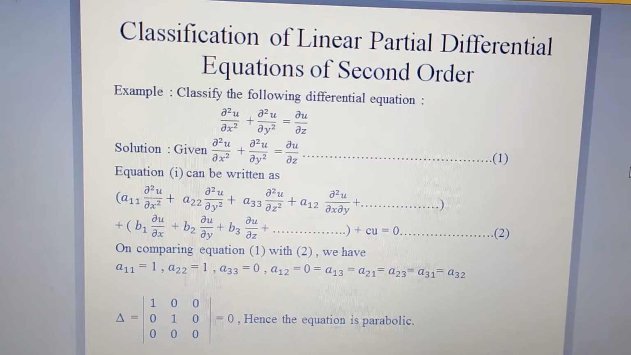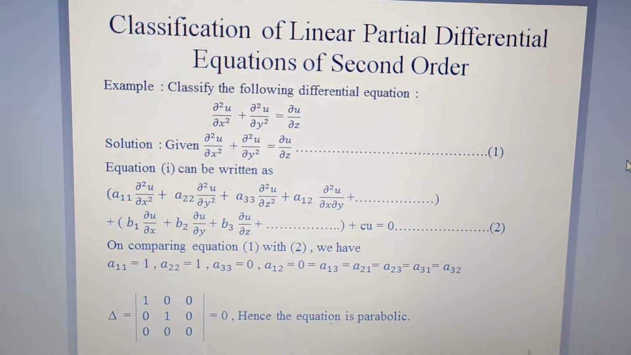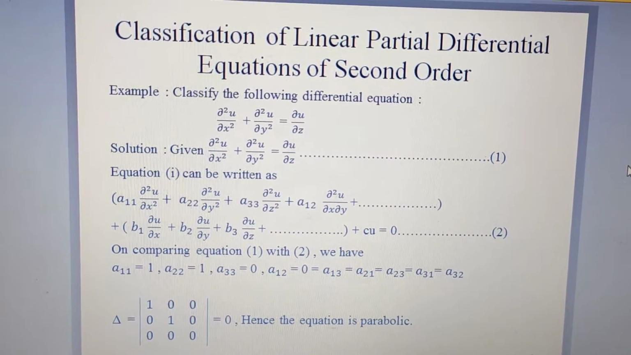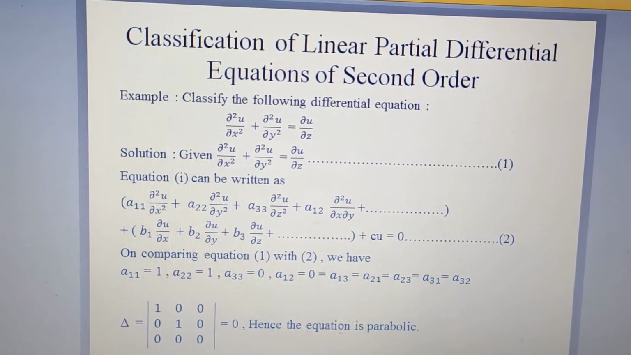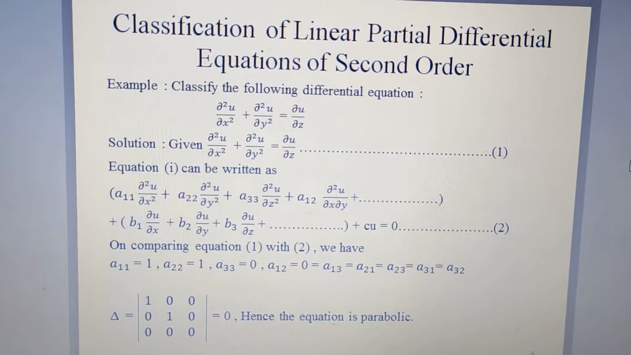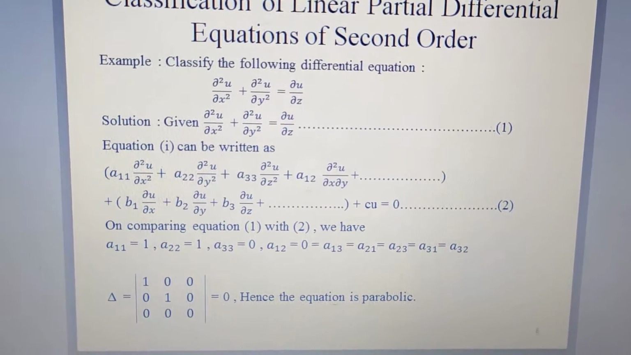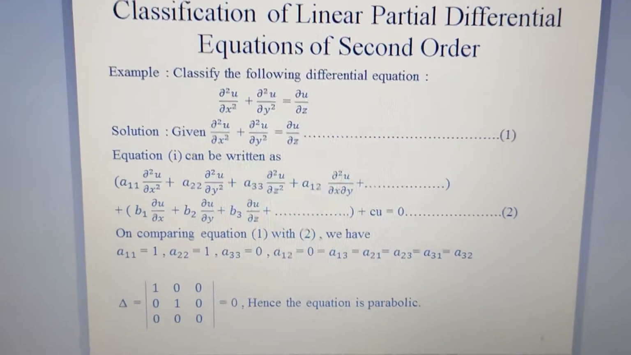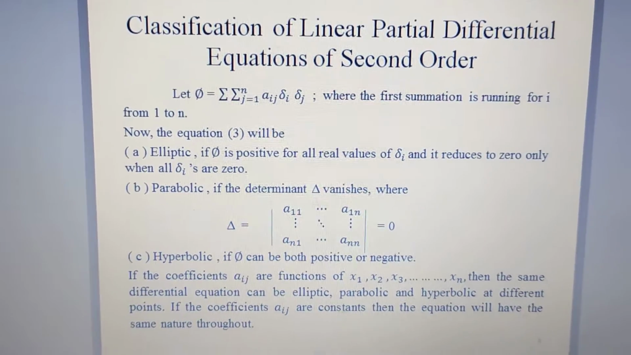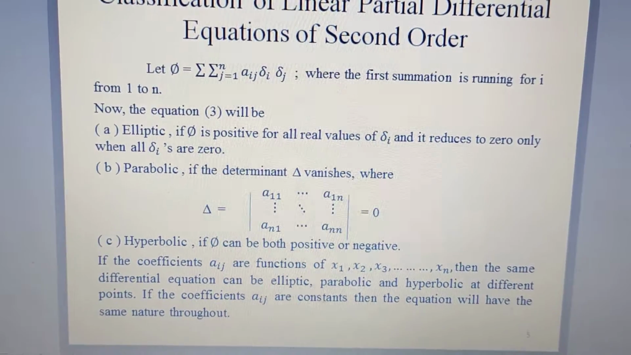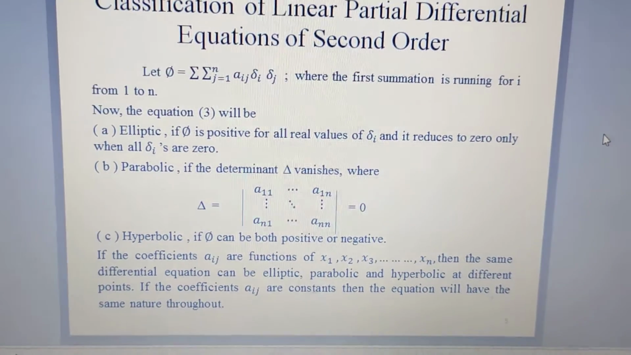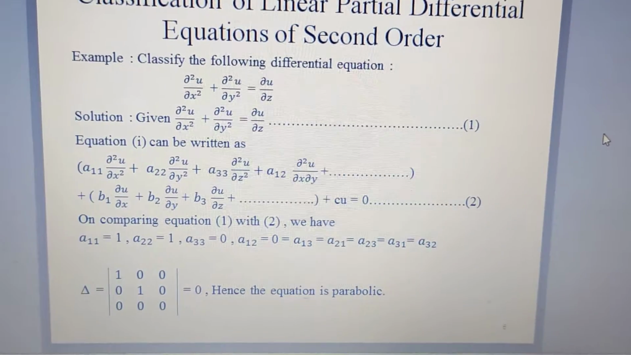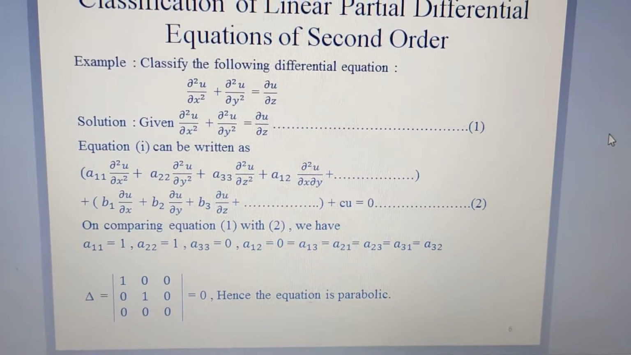Now, if we form a determinant like that, with A11, A22, A33 as diagonal elements, A12, A13, A21, and so on, by putting the values we have 0. The determinant vanishes. If the determinant vanishes, then as stated in point B, the equation is parabolic. So the conclusion is, hence the equation is parabolic.